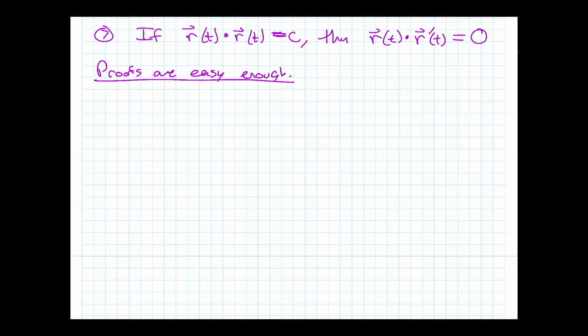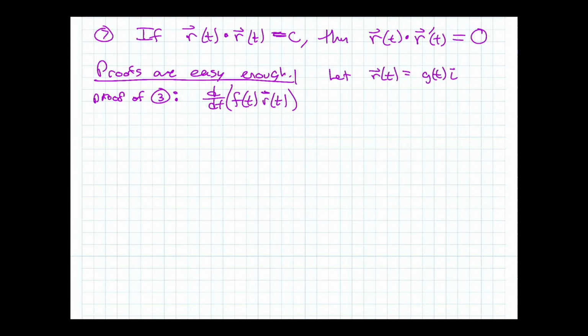Example, let's just prove 3, right? I was just trying to pick one that wasn't too easy, but also wasn't too hard. So if you're going to do the derivative of f of t times r of t, I think, like that. First of all, what's r, right? Let r be, well, we already used f, so let's just call it g of t i plus h of t j, and let's not have a k component because there's less writing this way.